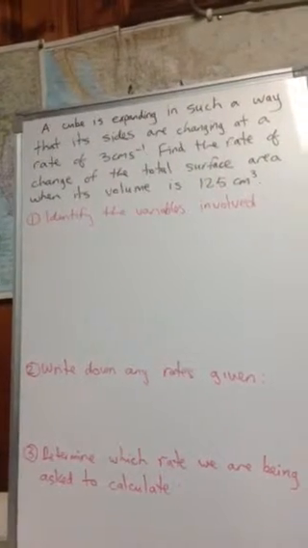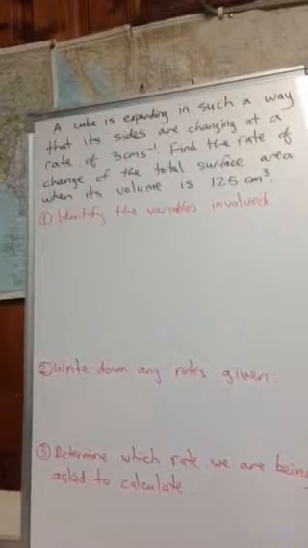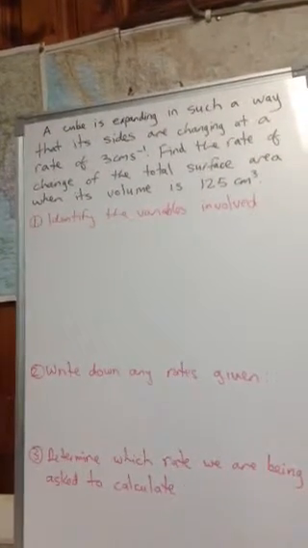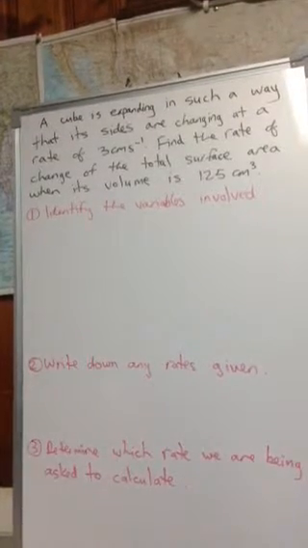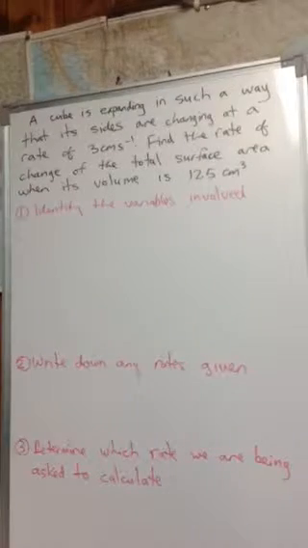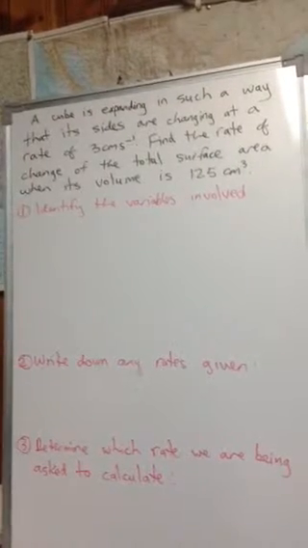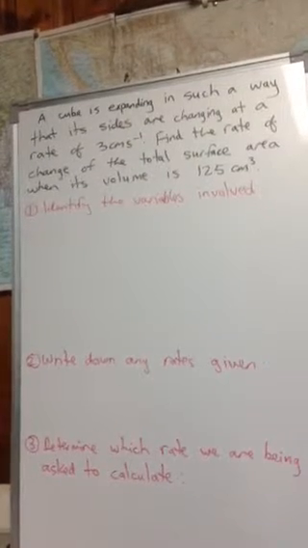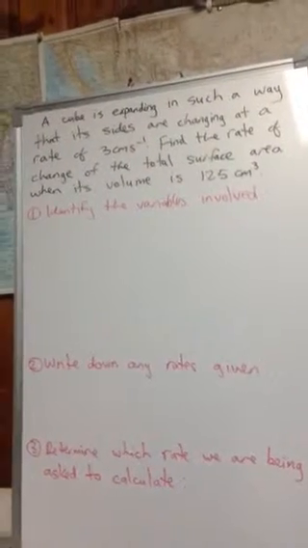The first thing we need to do when solving connected rates of change problems is to identify the variables involved. So I have broken this solution down into 4 steps. The first of which is to identify the variables involved. So we read the question carefully and all the variables will show themselves.